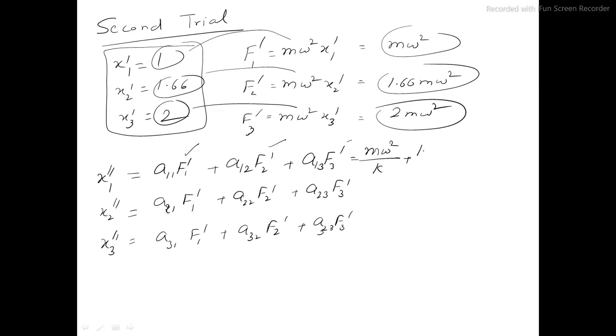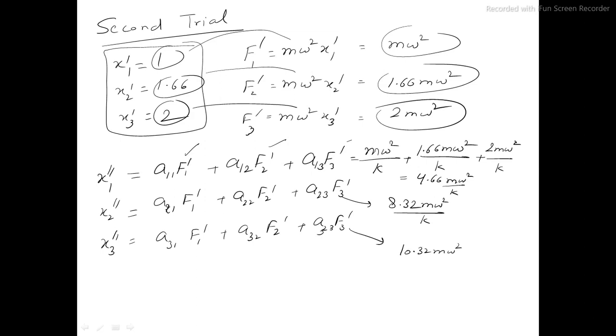So it is 1.66 m omega square, other 1 by k. So it is 2 m omega square and 1 by k. Adding these we will get 4.66 m omega square by k. Again in this, after putting the values, I'm writing it directly, you will get this, and in this if you put the values you will get this. So these are the corresponding deflections you are getting after doing this step.